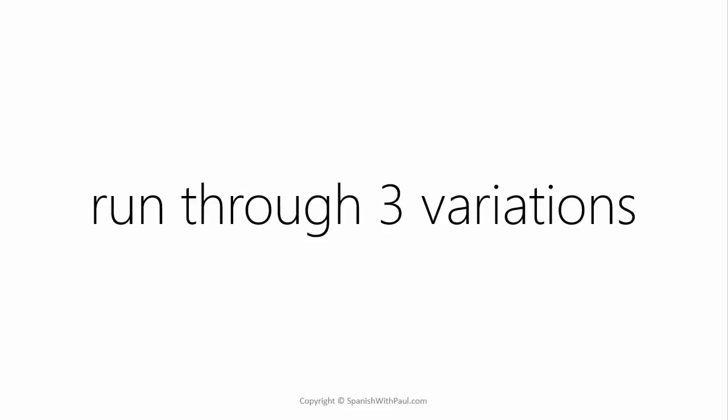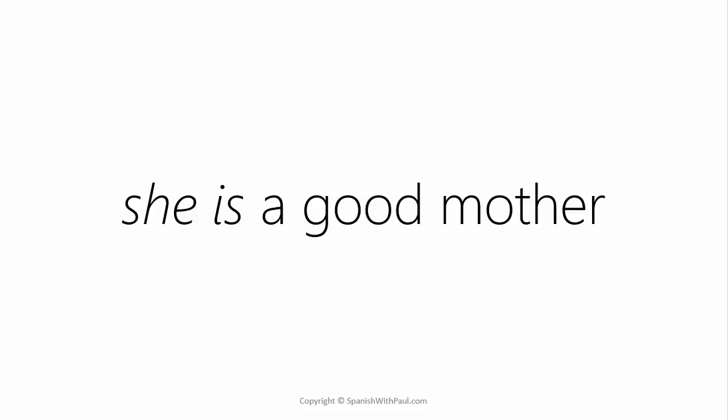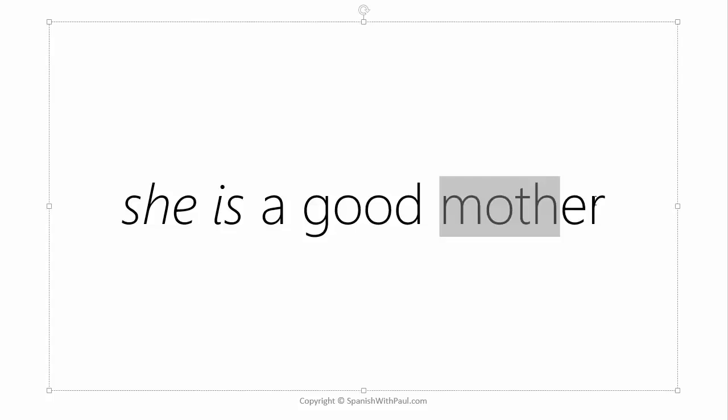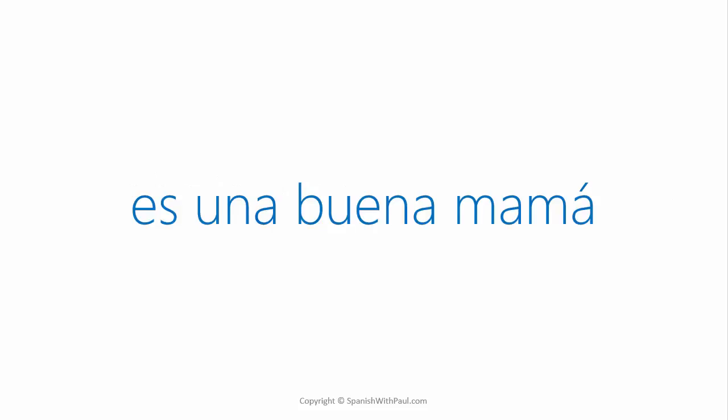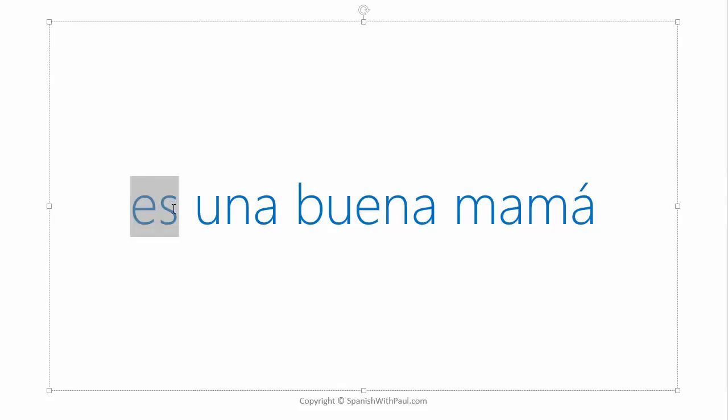Let's run through some variations here and see if we uncover any problems. So the first one is, she is a good mother. How would you say that? For the word mother, we'll just use mamá. Es una buena mamá. So this is her identity, part of who she is. She's a good mother. So es una buena mamá on the side of ser.